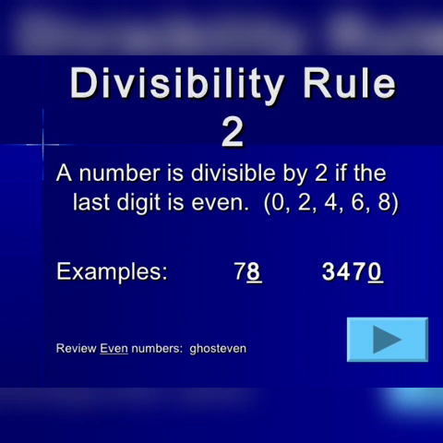Here is the example given, 78. What is the last digit of 78? 8. 8 is an even number. So obviously 78 is divisible by 2. Like 3470. Here the last digit is 0. 0 is also an even number. Therefore 3470 is divisible by 2.